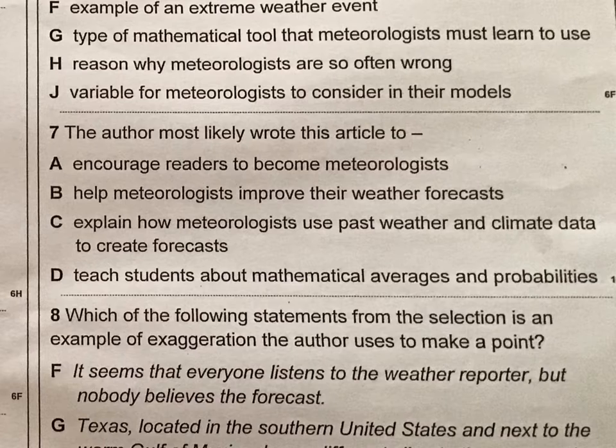Let's look at question number 7. The author most likely wrote this article to what? This is an author's purpose question. We want to know the reason that the author wrote the article. Was it to encourage readers to become meteorologists, to help meteorologists improve their weather forecasts, to explain how meteorologists use past weather and climate data to create forecasts, or to teach students about mathematical averages and probabilities? Why did the author write this? Think about the information you learned in this passage and let it help you determine why the author included that information.